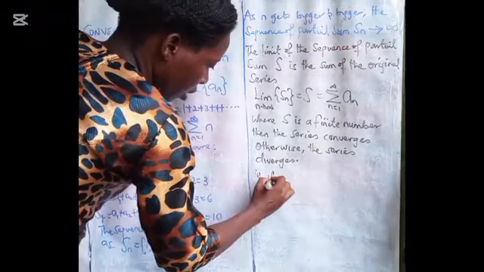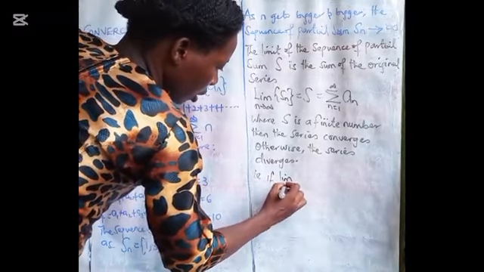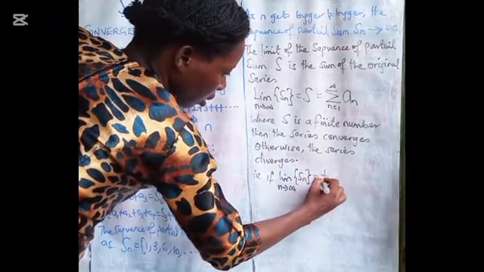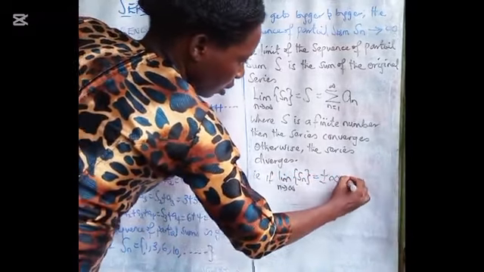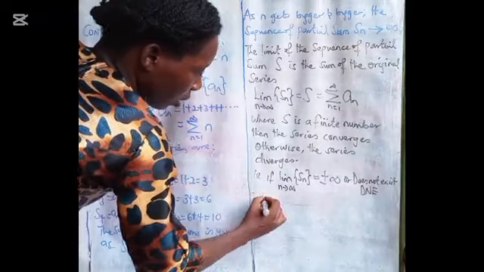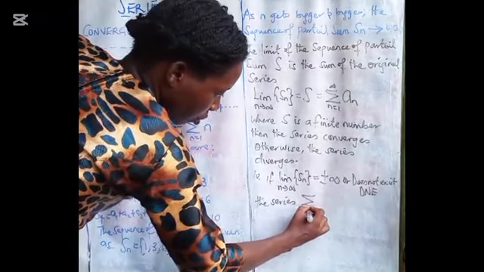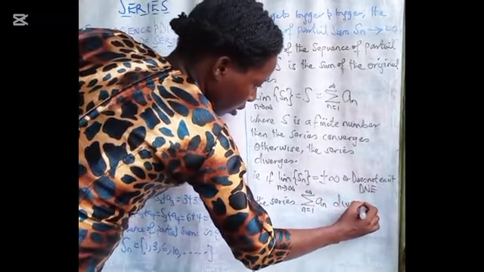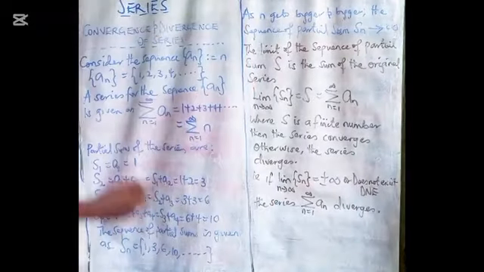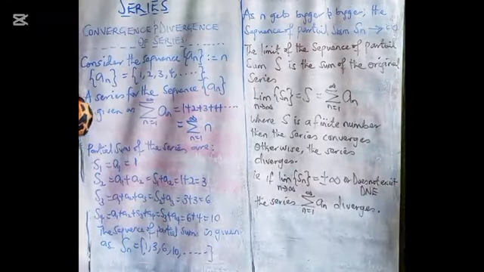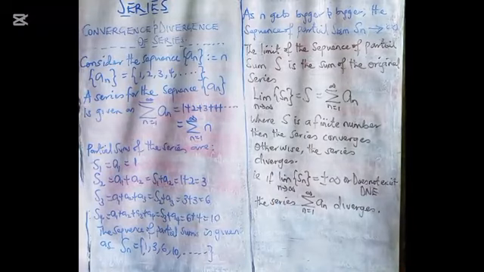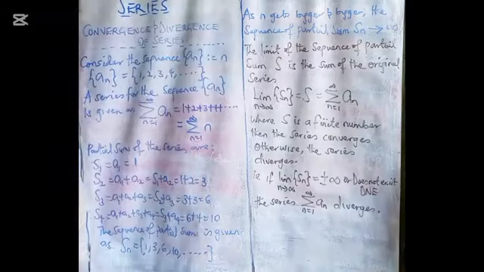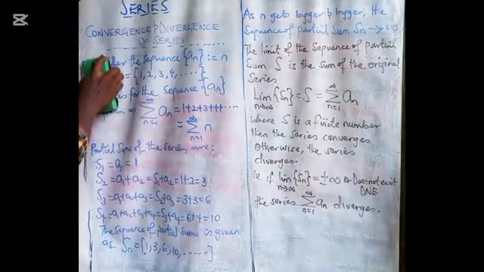That is, if the limit as n tends to infinity of S of n equals plus or minus infinity or does not exist, the series summation as n moves from 1 to infinity of A sub n diverges. The series diverges. We can also consider another one to further buttress our point on series divergence and convergence.